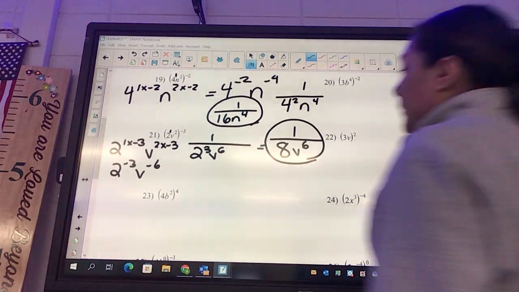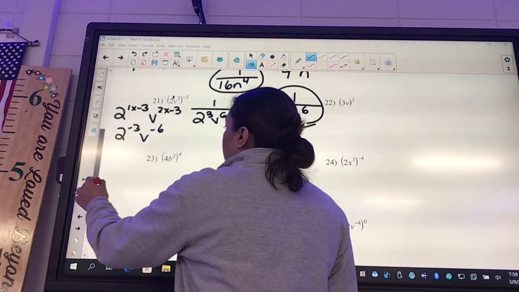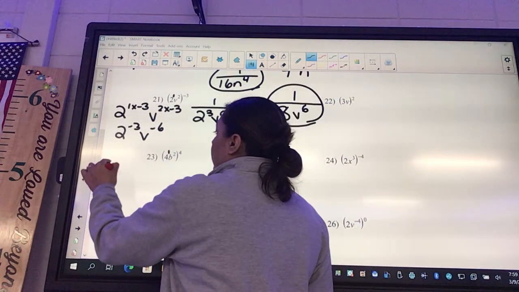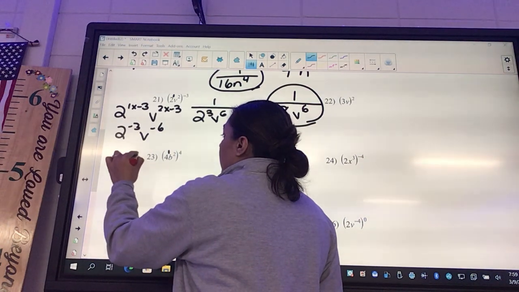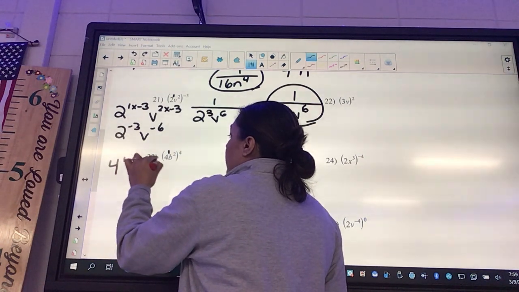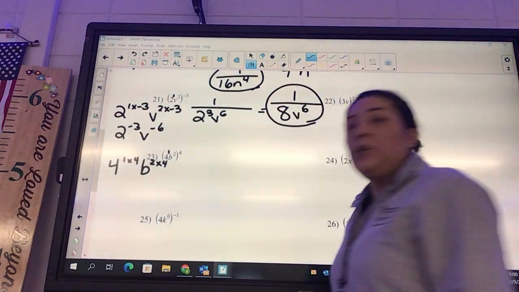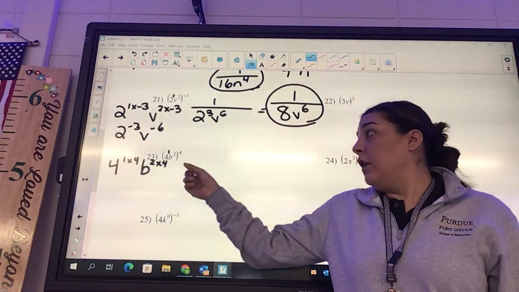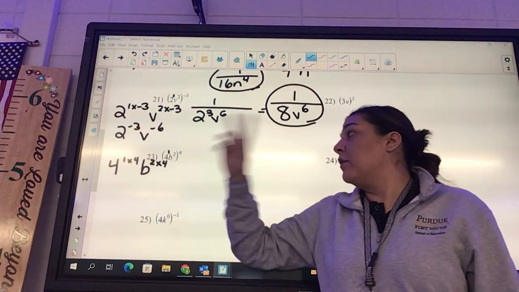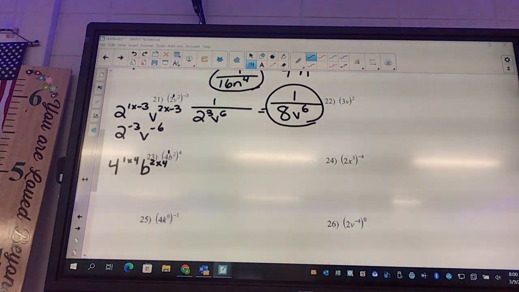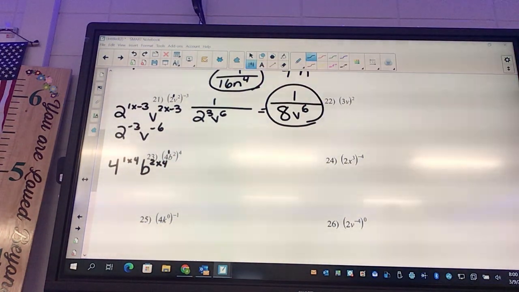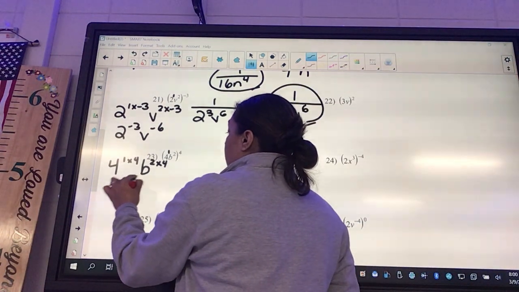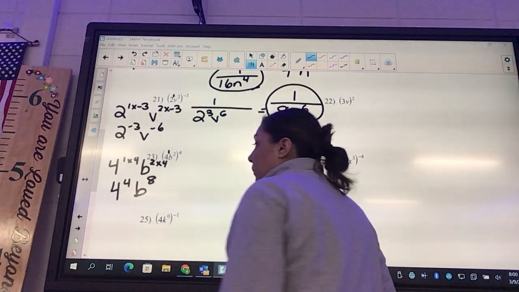Okay, 23. We got 4 to the 1, so you're going to get 4 to the 1 times 4, b to the 2 times 4. Okay, you guys do not need to write all this out if you don't want to. If you know that it's going to be 4 to the 4th, b to the 8th, that's fine. You can skip that whole step and just write that part. So you're going to get 4 to the 4th, b to the 8th.